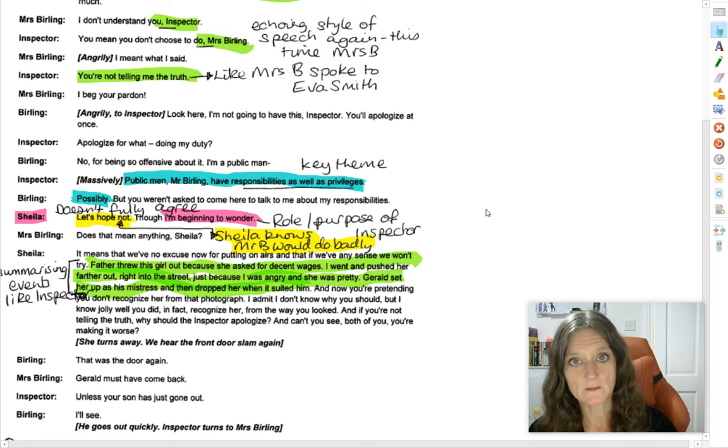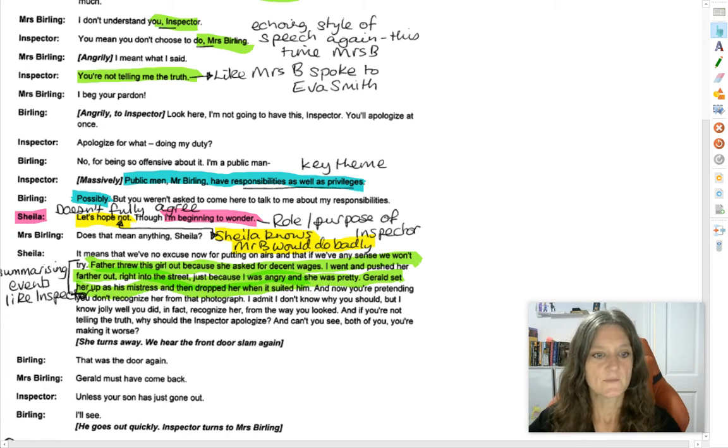And then we noticed last time that Sheila really seems to be taking over the inspector's role. At the beginning, it would be the inspector who would sum up what had happened so far. And Sheila has started taking that role on. So this is what she says.